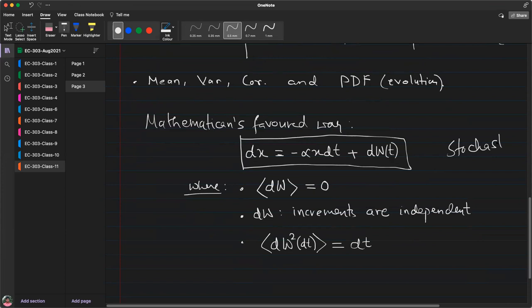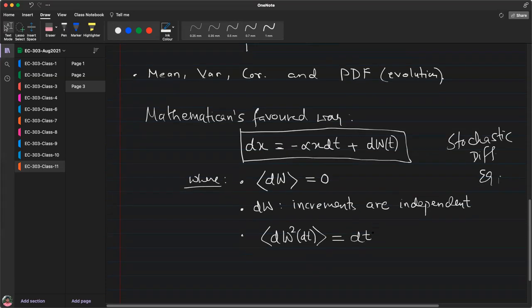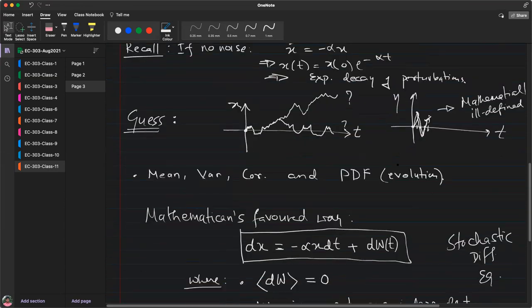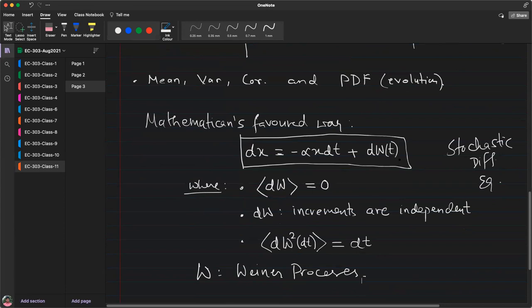So what we have seen before is the physicist's definition. This is the mathematician's definition. And W itself is called a Wiener process. Wiener was a mathematician who studied these processes, stochastic processes. So there is a slight difference in the way the mathematicians and physicists define, and they're both useful. Depending on the way you are thinking, one might be slightly more useful than the other.